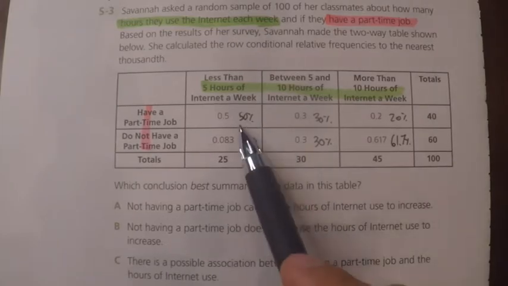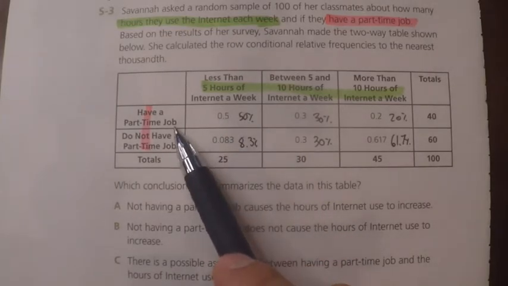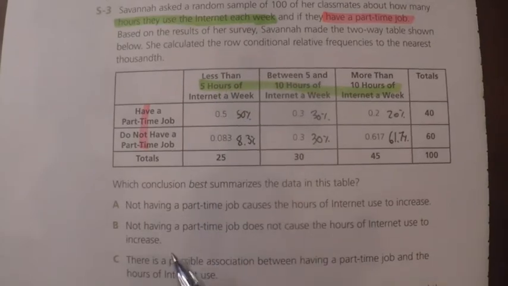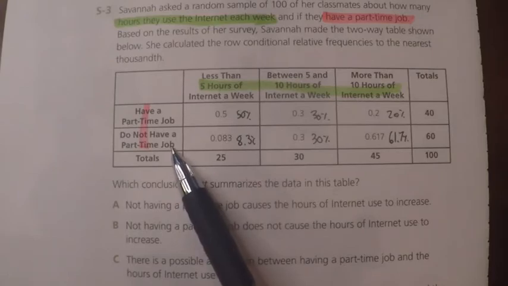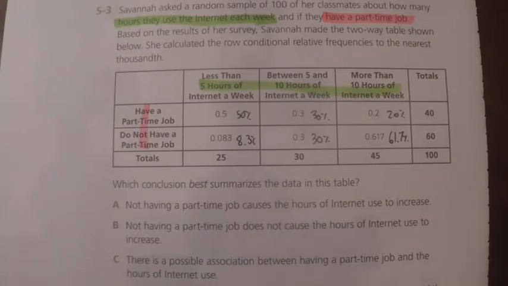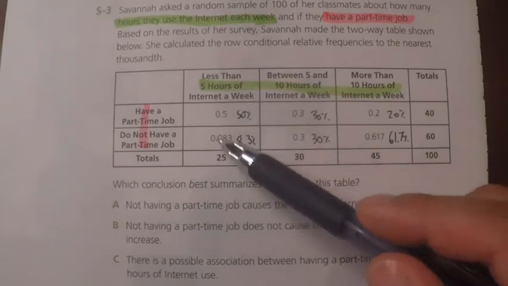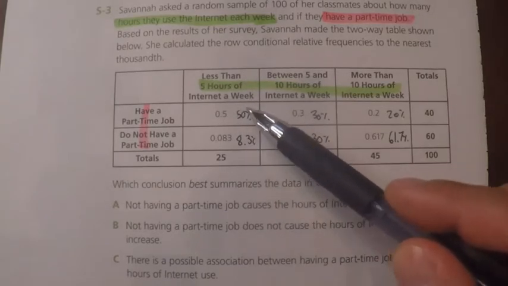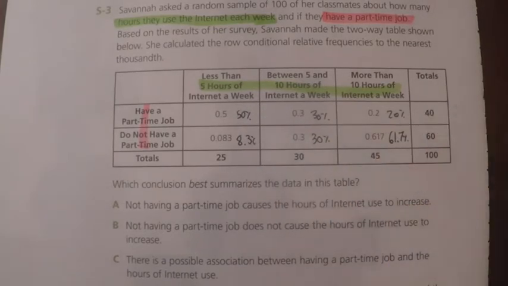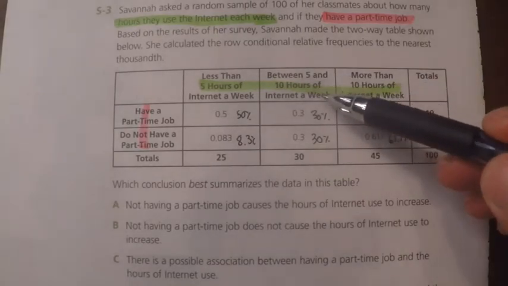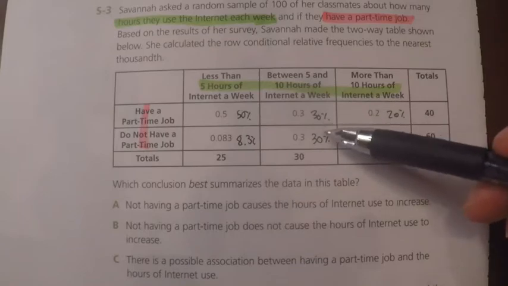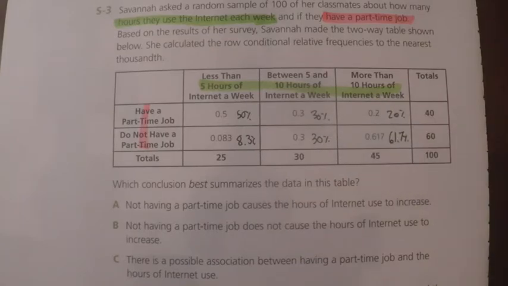So if we look at this data, 50% of those who have a part-time job use less than 5 hours of internet a week, while 8.3% who don't have a part-time job use less than 5 hours of internet a week. So there's a big difference here, right, between 50% and 8%. So we're seeing that there might be some sort of relationship between having a part-time job and how much internet you can use. We take a look at how many use between 5 and 10. Well, that seems pretty even there, right? They're both 30%, so that doesn't show us that there's a huge difference.